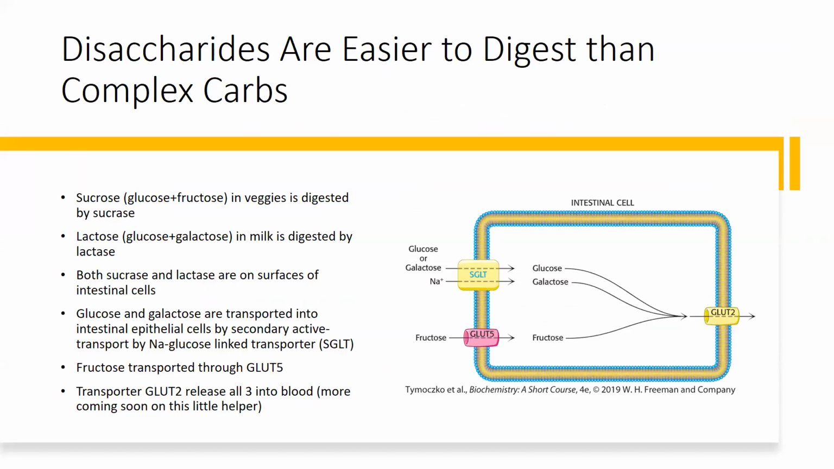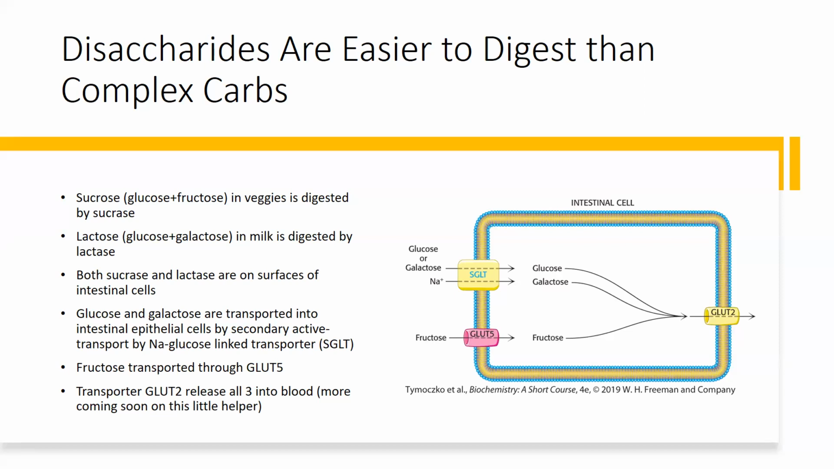Your disaccharides are going to be easier for you to digest than complex carbs. So sucrose and lactose. Sucrose is glucose plus fructose. Lactose is glucose plus galactose. Sucrose in veggies is digested by sucrase. Lactose in milk is digested by lactase. Both of them are also on surfaces of intestinal cells, so another brush border enzyme.